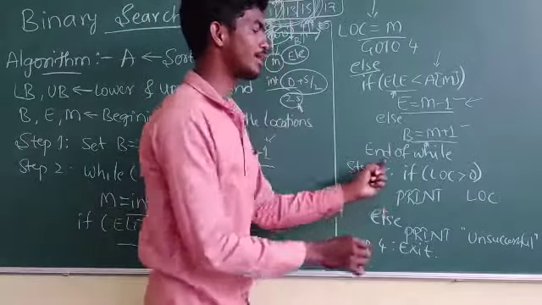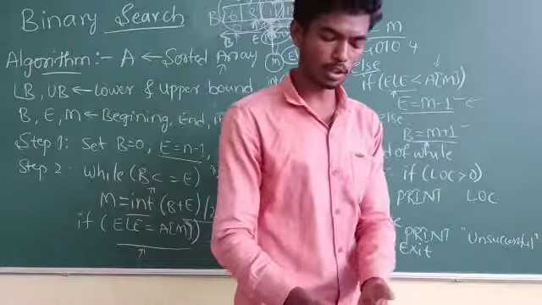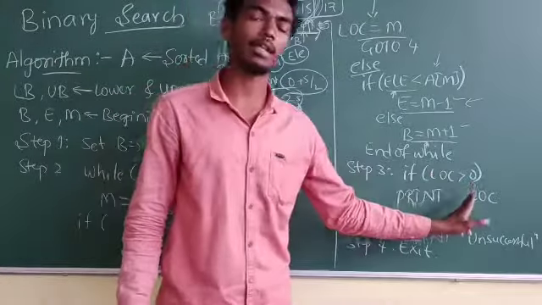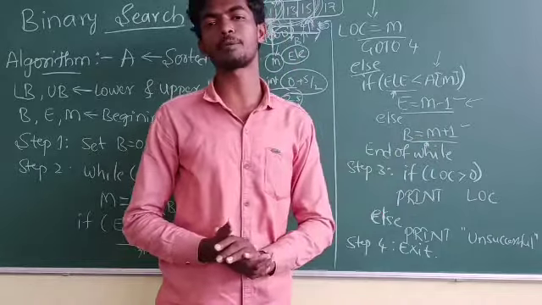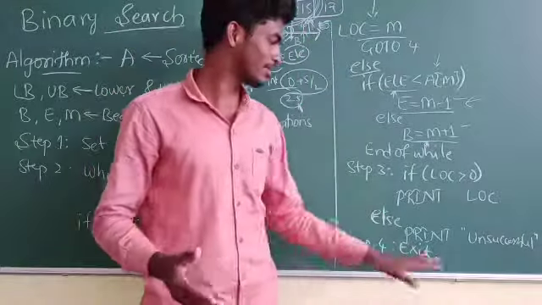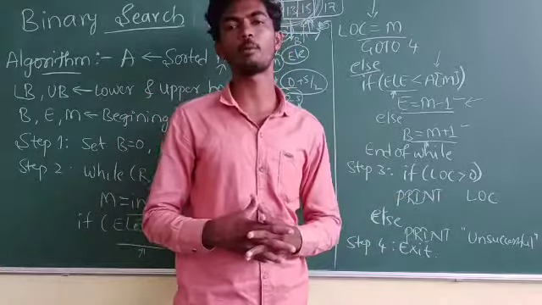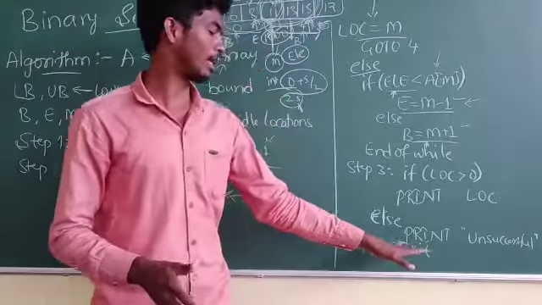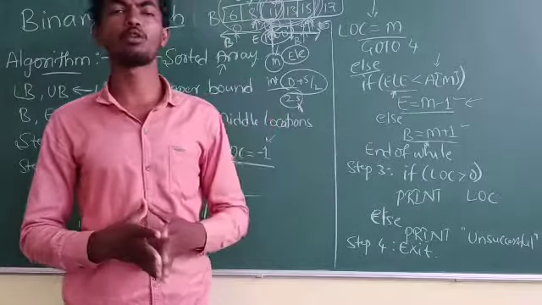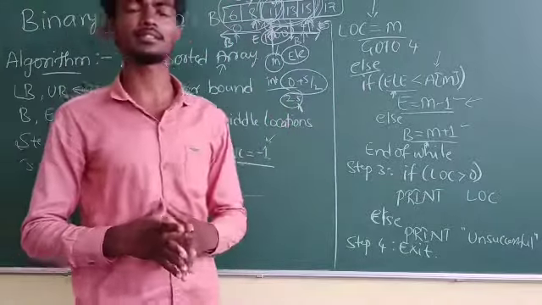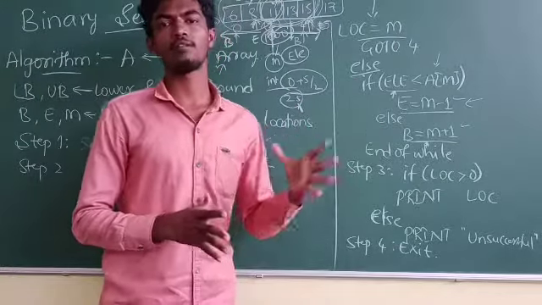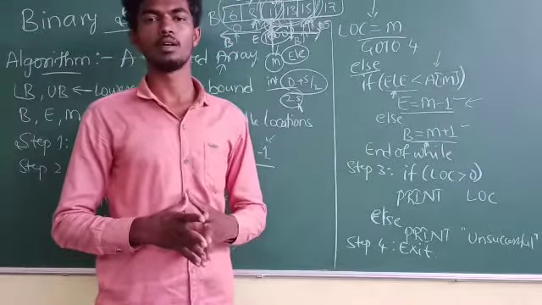And step 3: if you got the location as greater than minus 1, the location will be printed. If the element does not exist in the given array, an unsuccessful message will be displayed. After that, exit the algorithm. This is the algorithm for binary search, and I will explain an example for this.